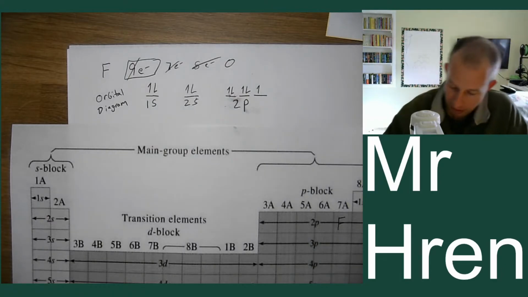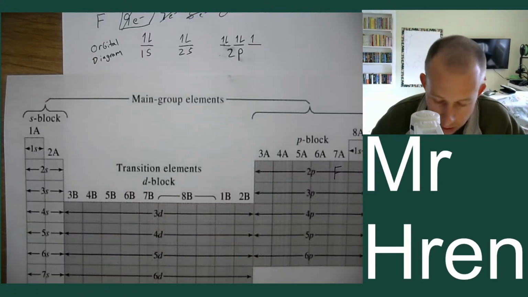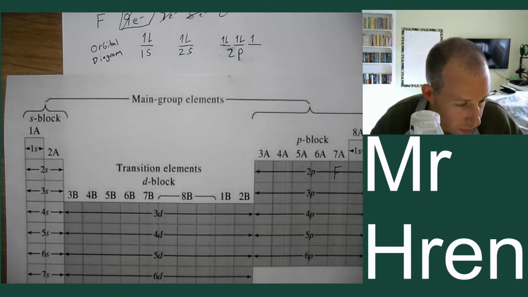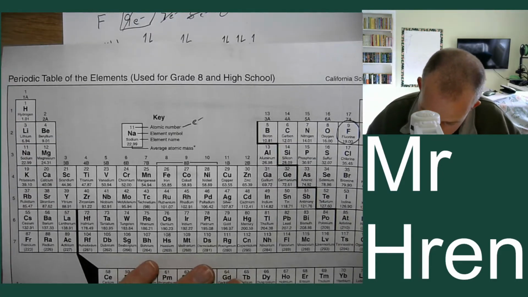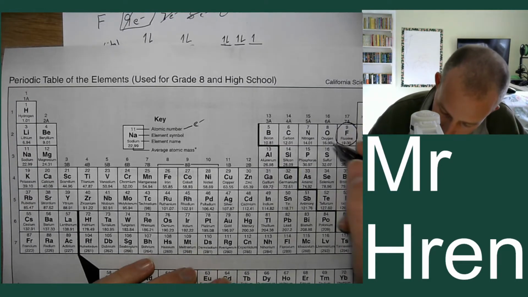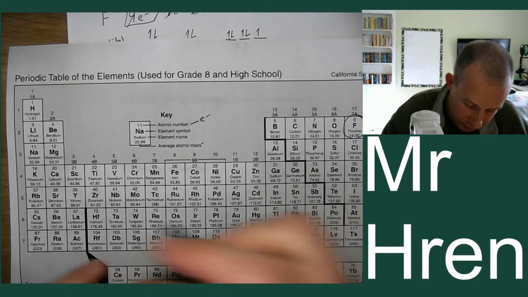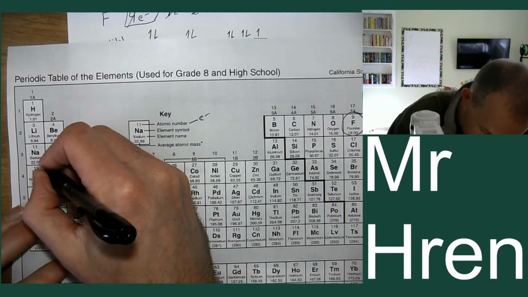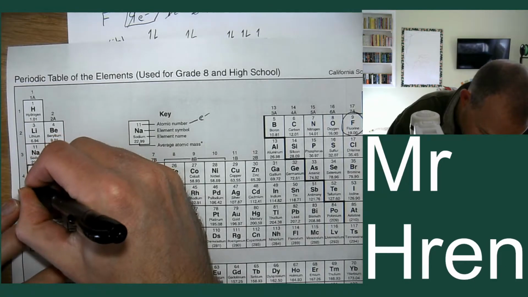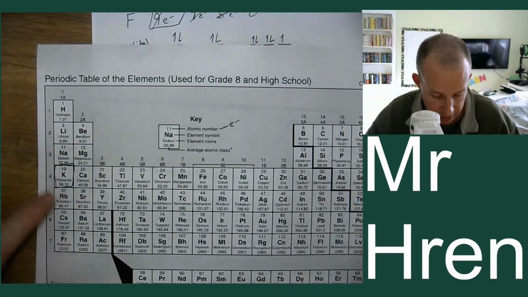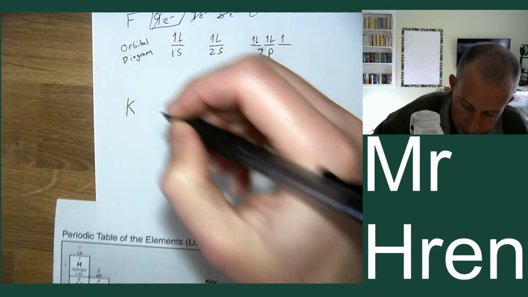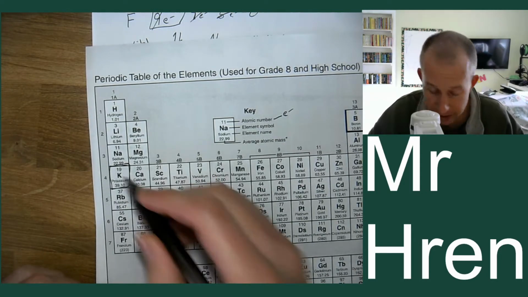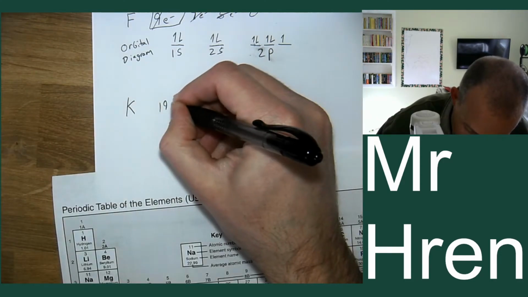So that's one orbital diagram. Let's do a longer one now. What's another good long one? Let's do 2 more. So next, let's do potassium. It's over here. So K. So we got potassium. It's got 19 electrons.